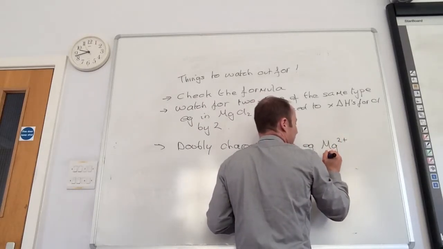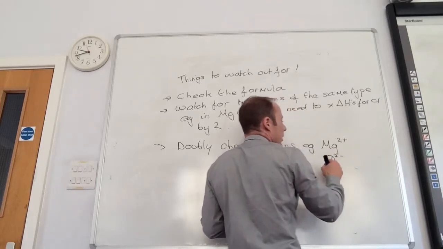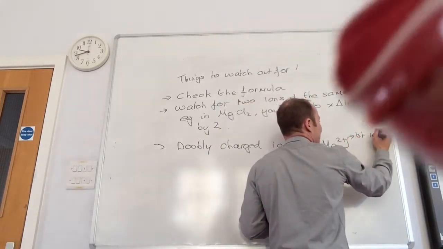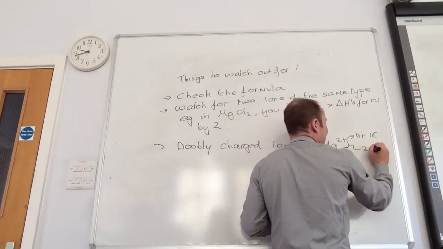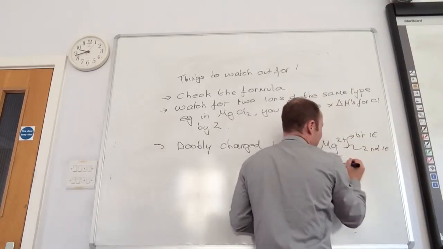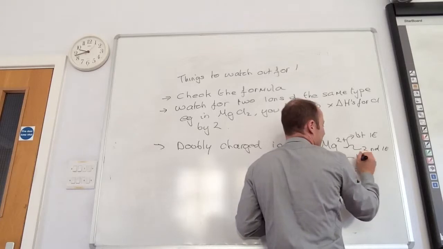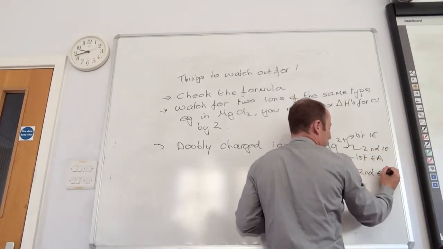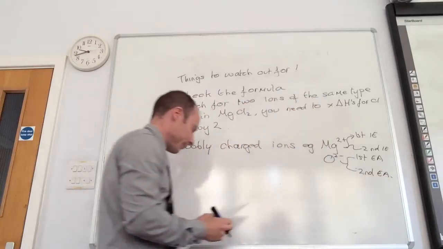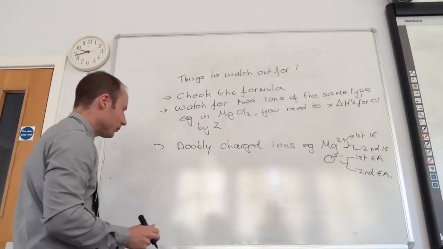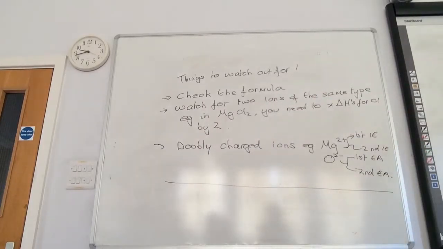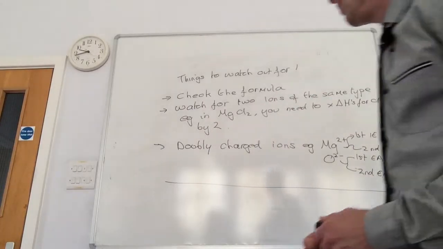So, e.g., Mg2+ and O2-, you would need to know for Mg2+ the first ionisation energy and the second ionisation energy. For O2-, you would need to know the first electron affinity and the second electron affinity. So just watch out for those things, because that is how they try and catch you out.